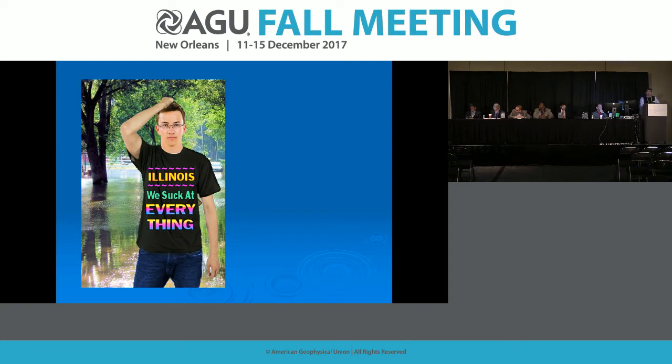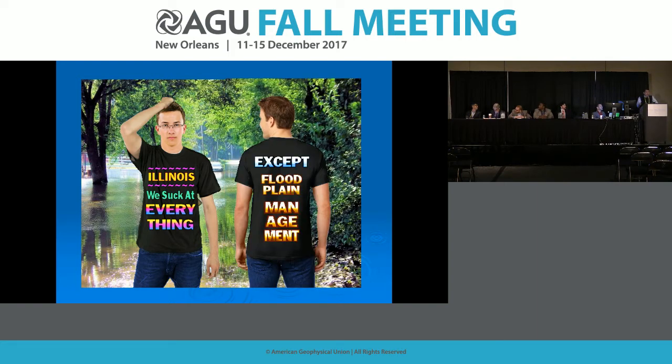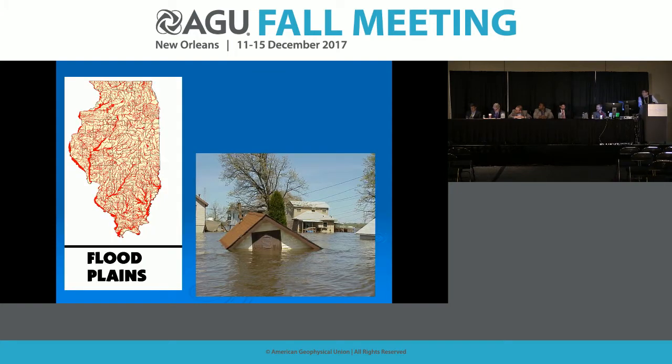If we had a T-shirt that summed up Illinois, it would kind of say this, except the back of that T-shirt would say, except floodplain management. That's the one thing that we're really good at in Illinois, the only thing that we're really good at in Illinois. So Illinois, we have a lot of floodplain.